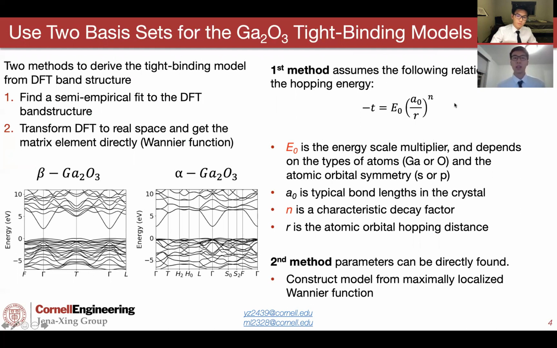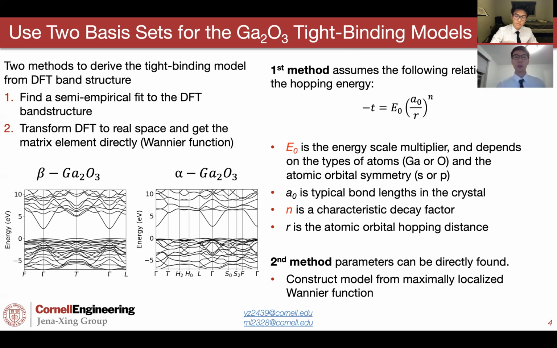Here are DFT calculated band structures for beta and alpha gallium oxide. It is well known that DFT calculation underestimates the band gap by a factor of 2 or more. In a tight binding model, this problem can be fixed by tuning parameters to match the experimental band gap values.